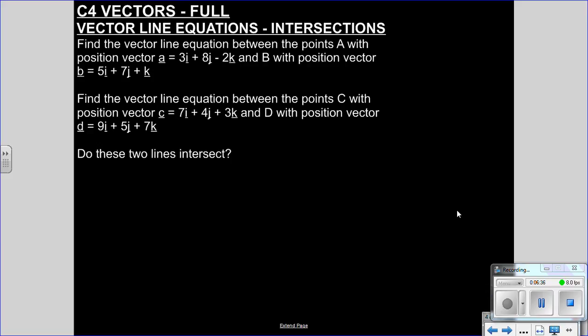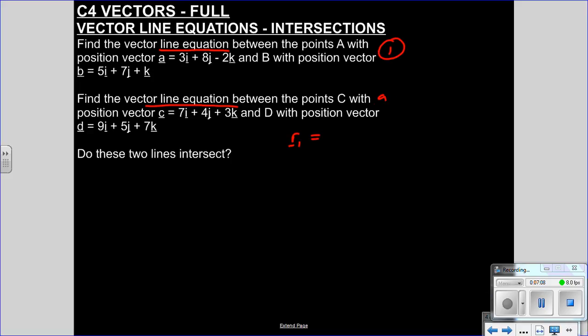Example 2. So this is the proper question now, and you'll see how practically things work. So first it says find the vector line equation between the points A with position vector A is this, and B with position vector B is this. So why not? Let's go for that then. So vector line equation, there seems to be one here, and also in the question there seems to be another one here. So it makes sense that rather than calling it R, I'll just call it R1 for this first line here. Do you see?